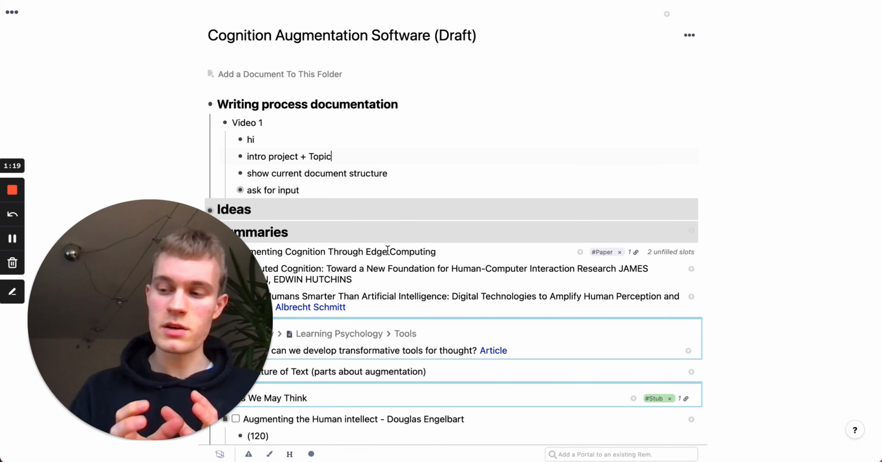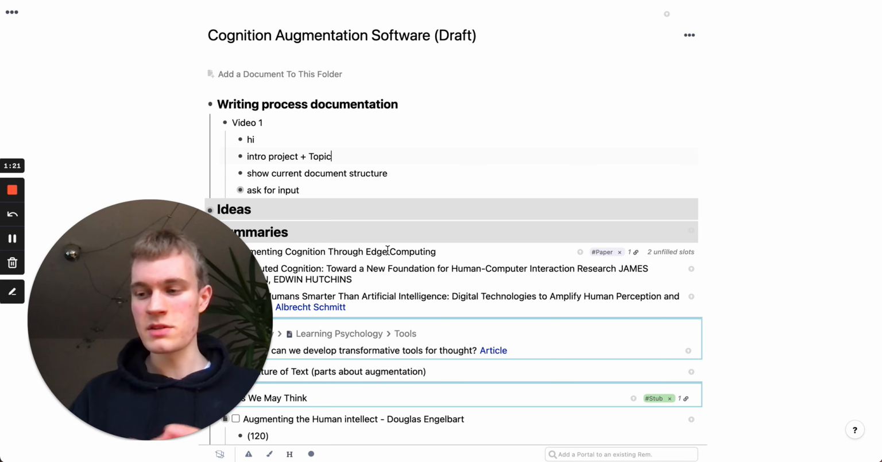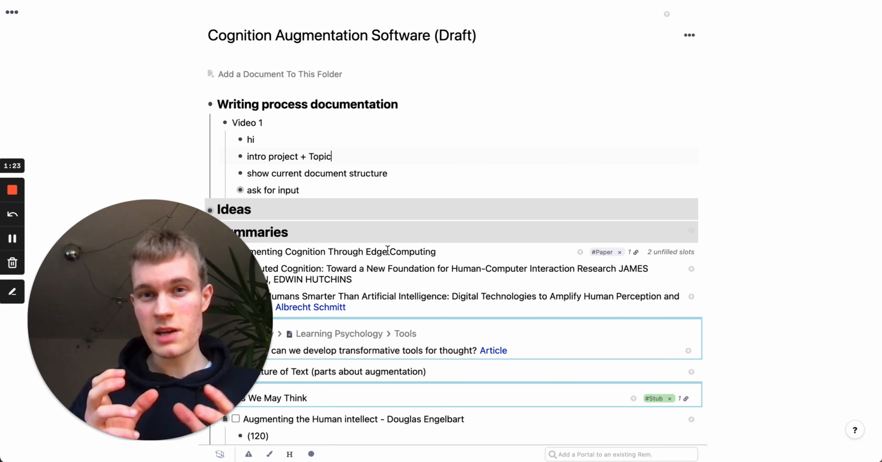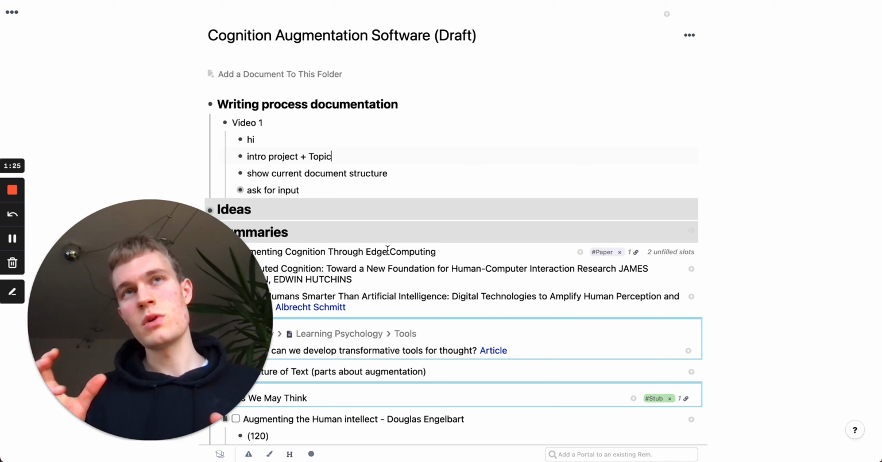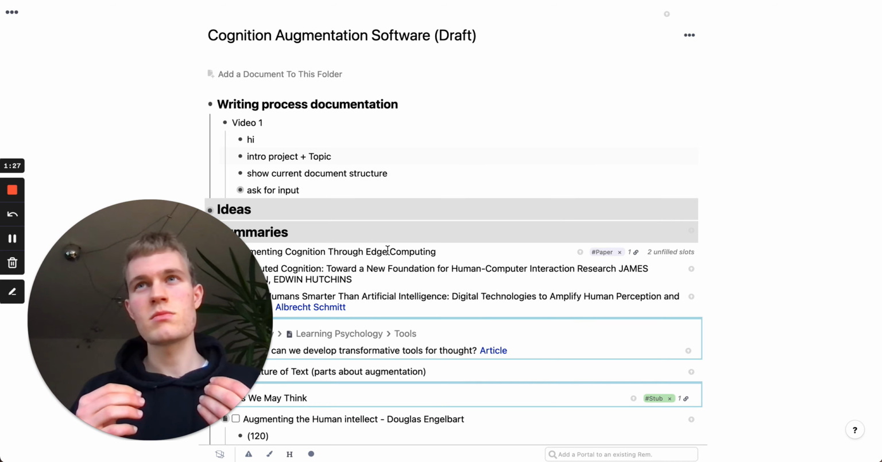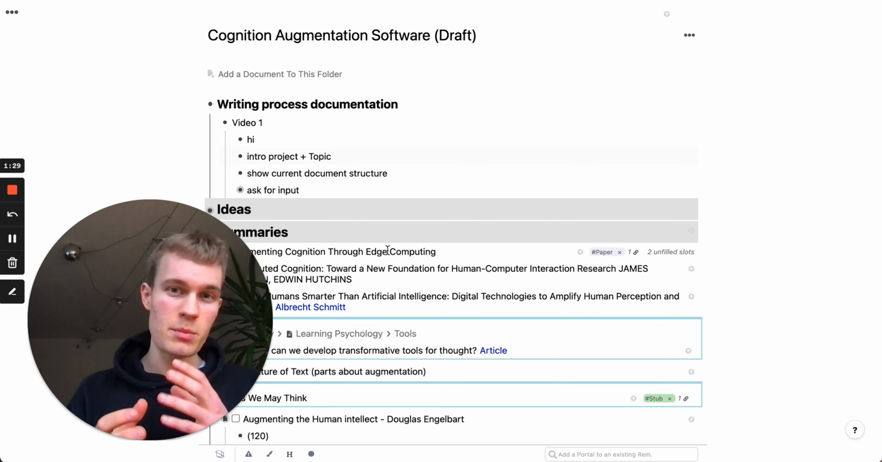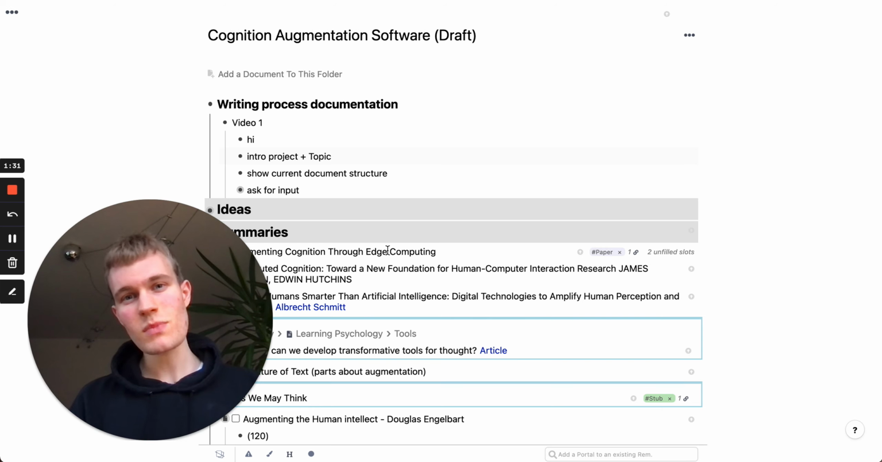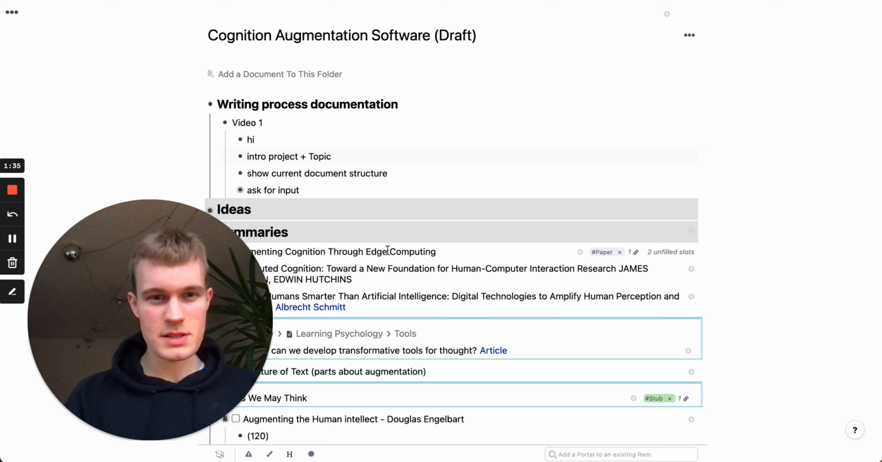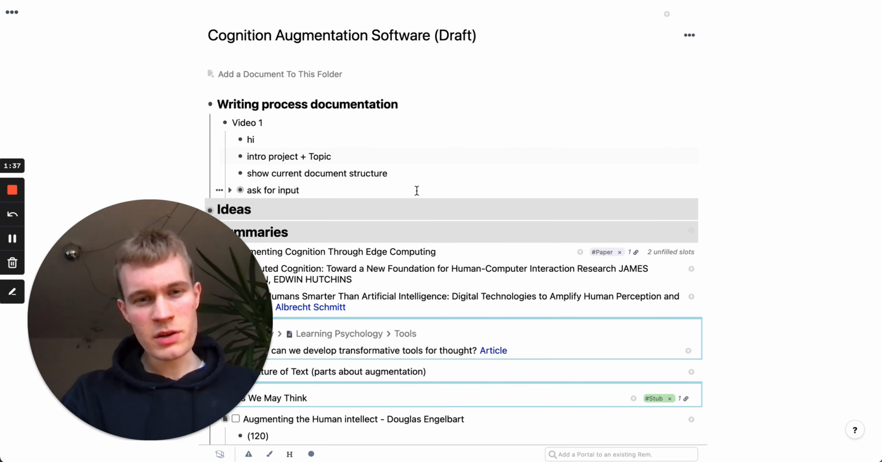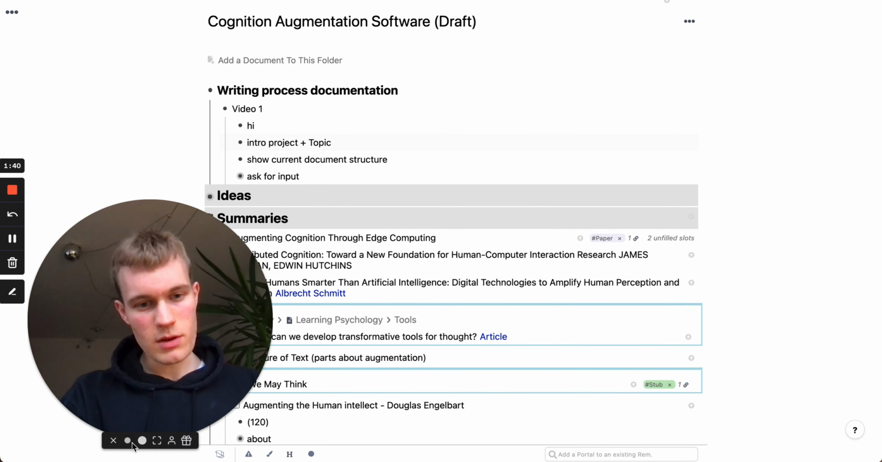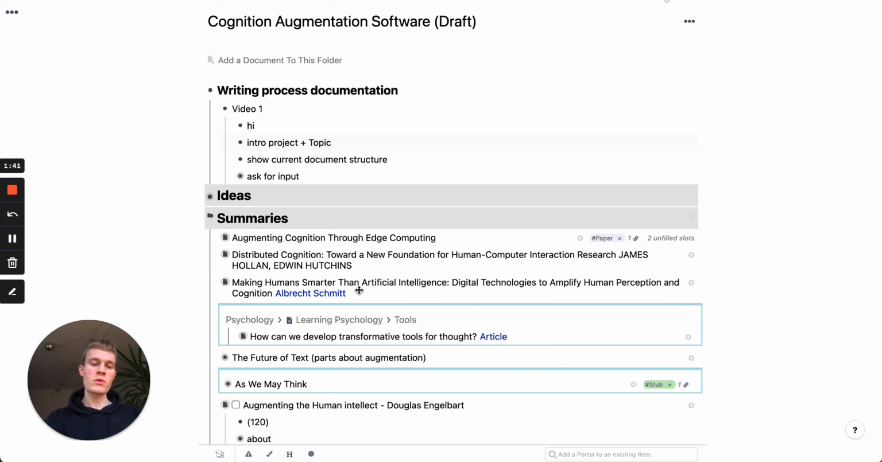What are the new scientific advancements? What devices are we going to use to utilize software like this, for example, in VR glasses or AR glasses. And to move on, I will quickly show a bit of the document, how the current structure looks like.